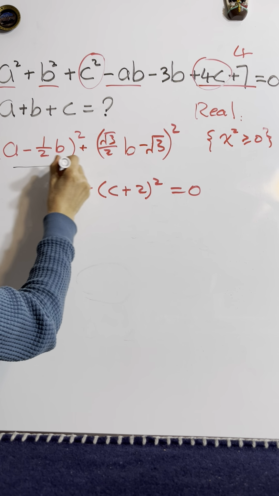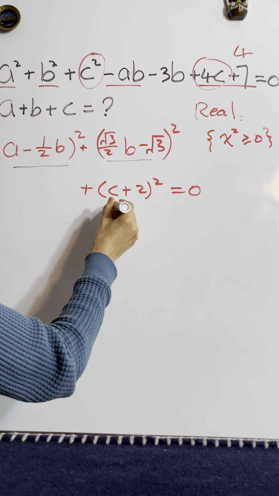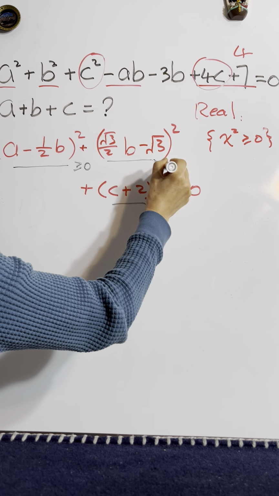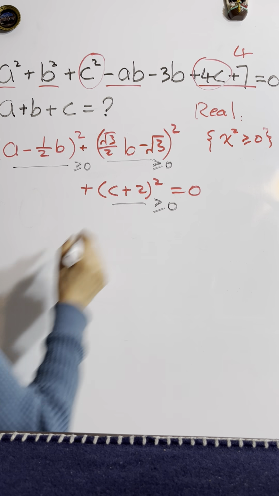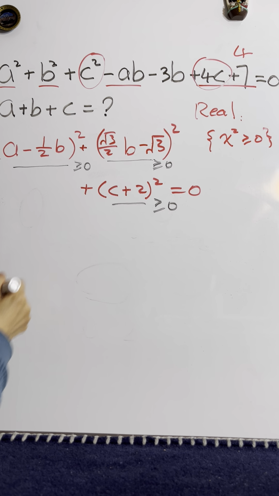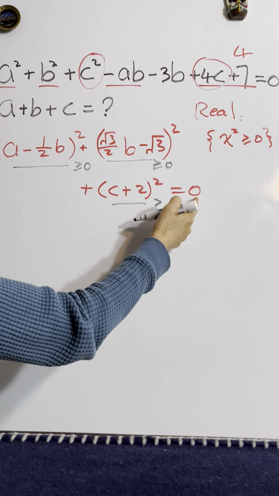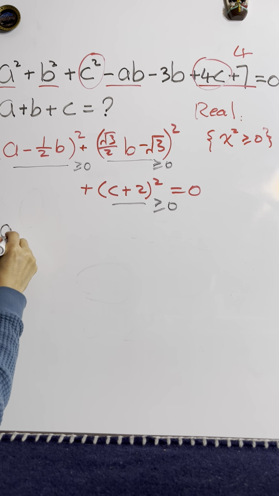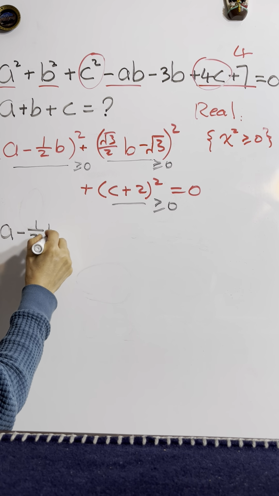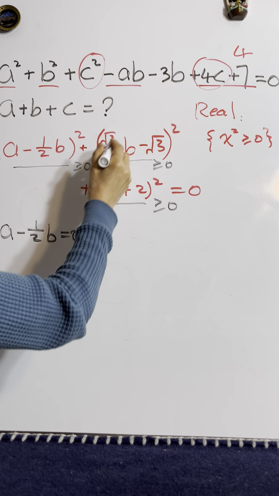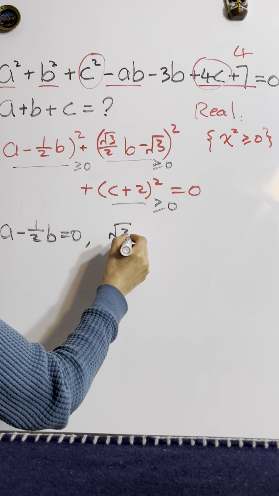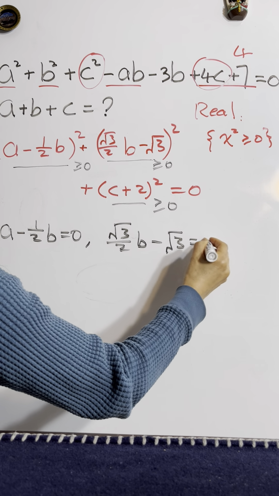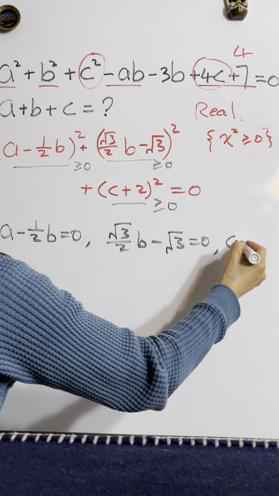I have 1 square, 2 square, 3 square. And all of them cannot be negative, at least 0. What does that mean? That means because that adds up to be 0, each one has to be 0. Okay, so that means a minus half b equals 0. This one is 0, square root of 3/2 b minus the square root of 3 is 0, and c plus 2 is 0.